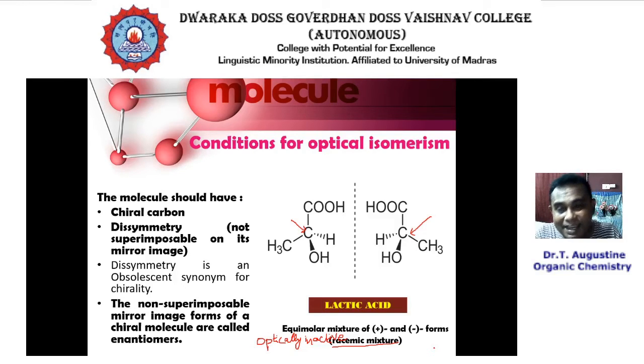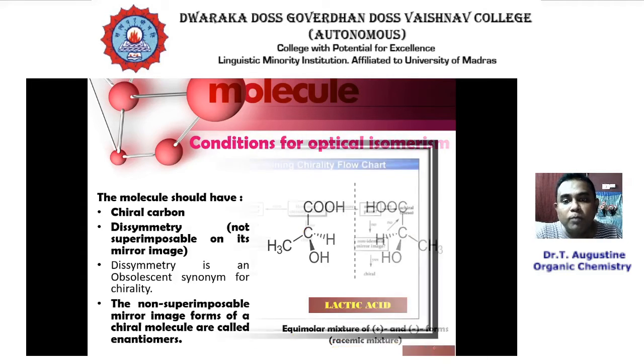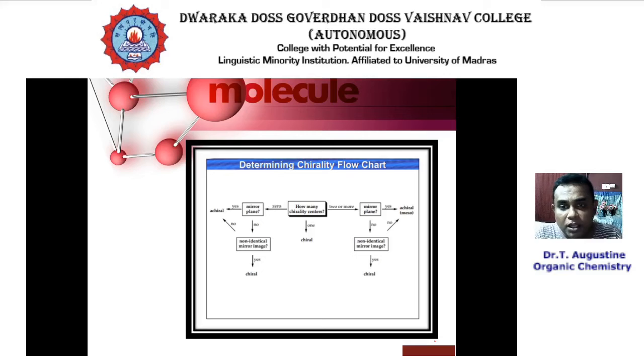Even if there is any simple axis of symmetry present in the molecule, and if the molecule is dissymmetric, which means it has a non-superimposable mirror image, then that particular molecule can exhibit the phenomenon of optical activity. Now let us try to understand how to determine the chirality using a flow chart.